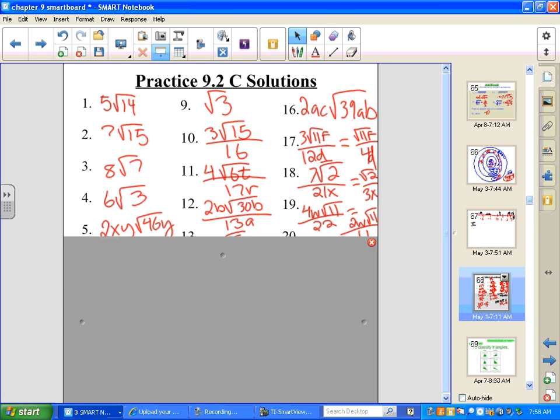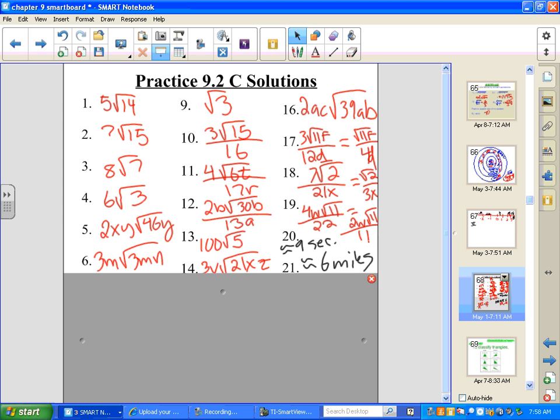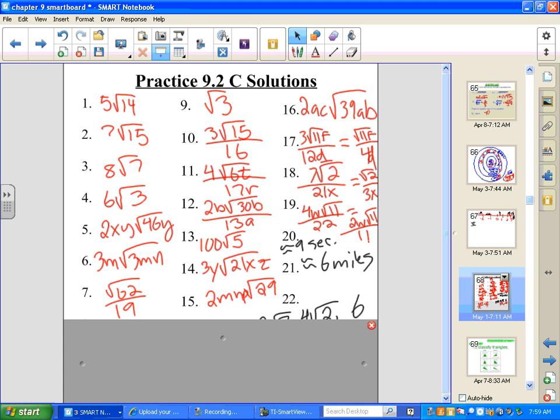Awesome. Briar, number 8. Okay. Number 8, Sean. Okay, one more step. 2 over 14 reduces to 1/7. So square root of 17 over 7. Okay, number 9 is square root of 3. Justin, number 10.